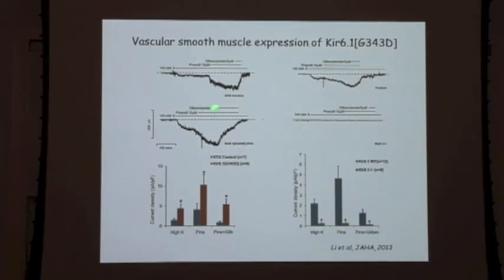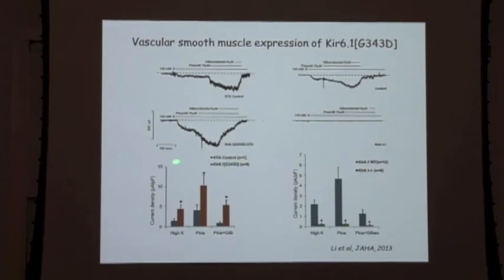This is in control. If we look at our transgenic animals, this is one expressing the G343D control. No current at 10 millimolar potassium, but switch to 140. Now we see a bigger current being activated, and even more current being activated by pinacidil. And those currents are sensitive to glibenclamide, although less so than control.